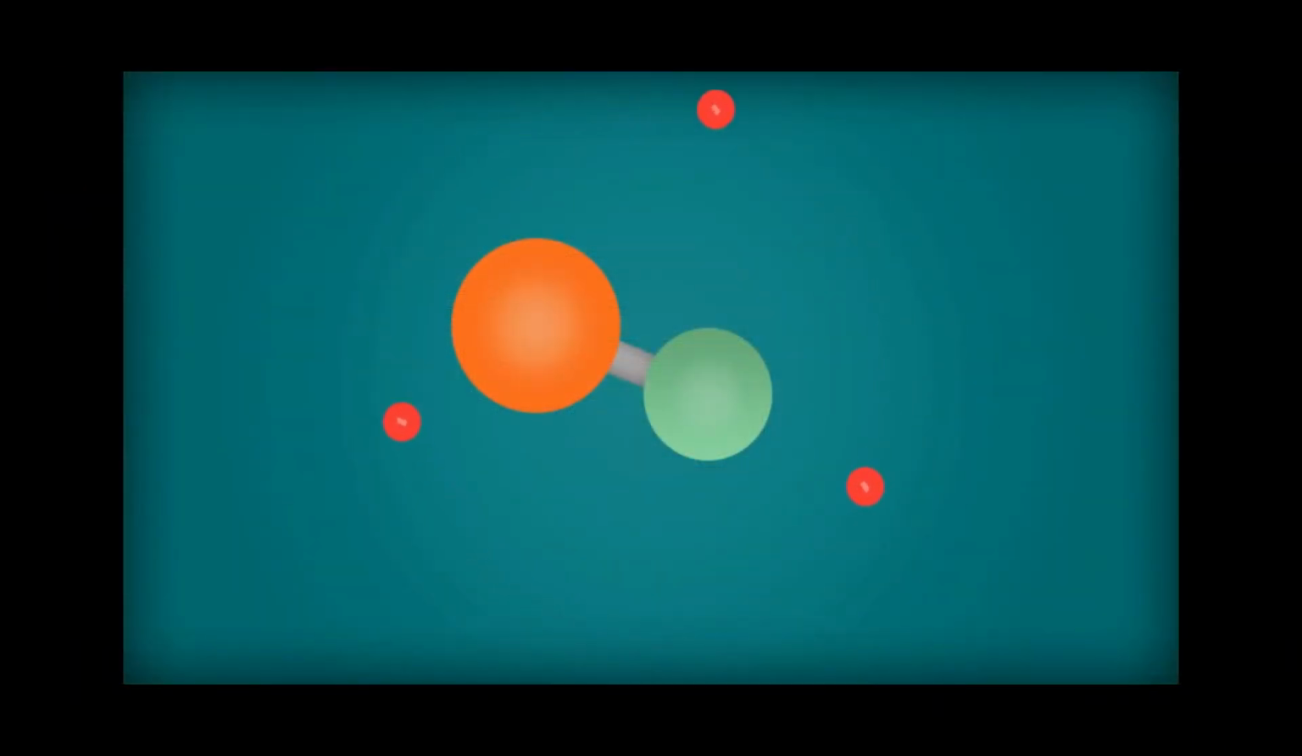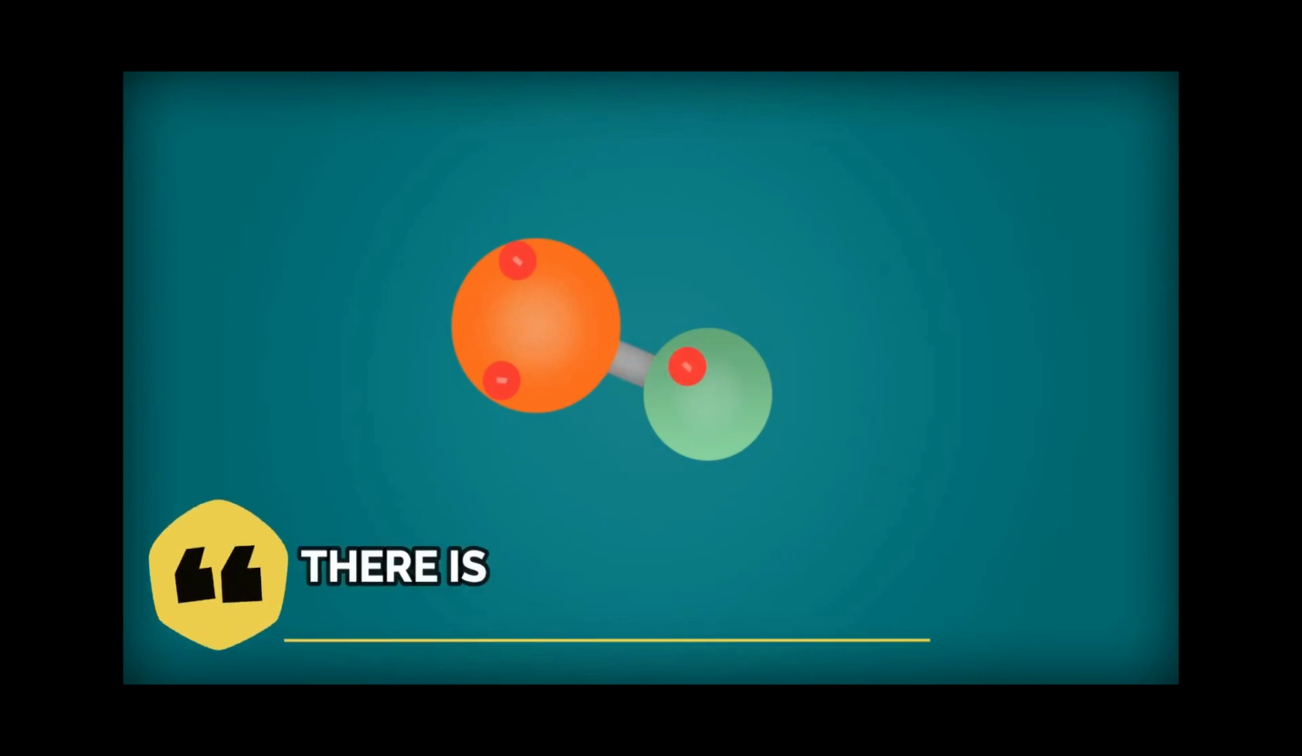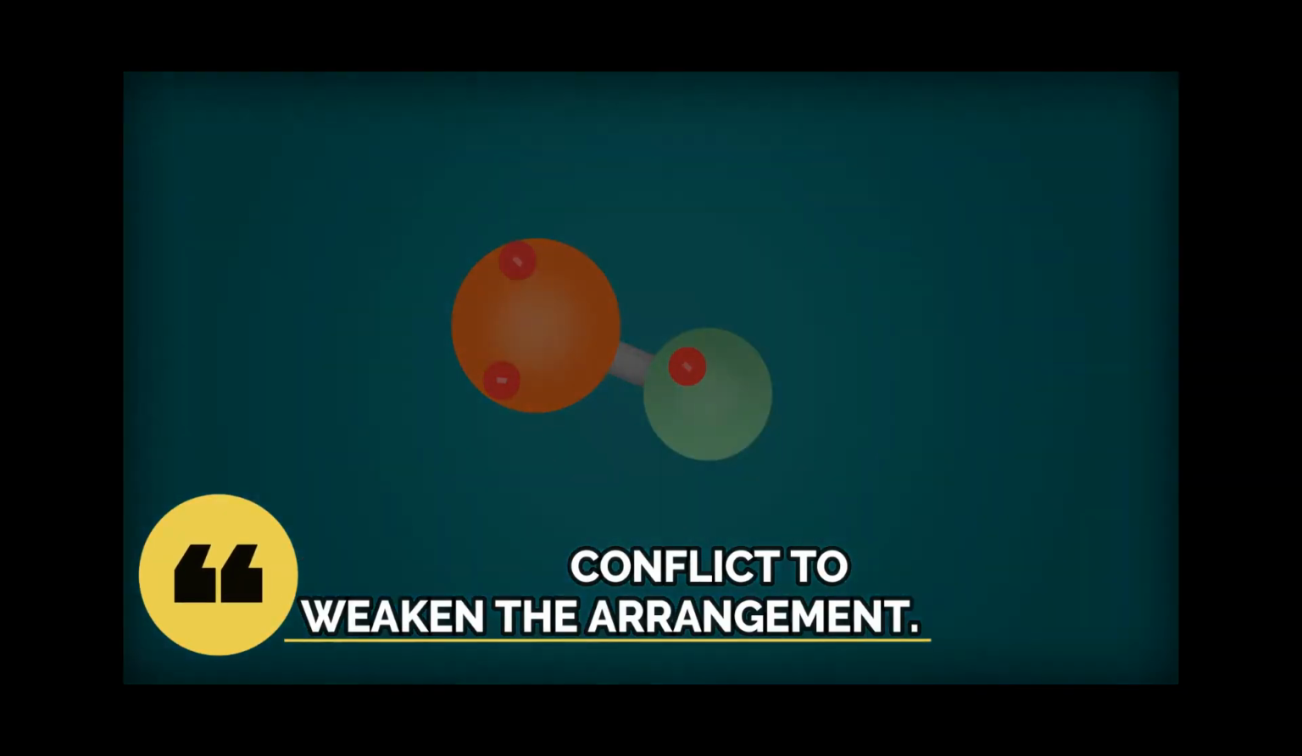Why are covalent bonds so important in nature? Correct! Covalent bonds are the strongest bonds in nature. This is due to the even sharing of electrons between the bonded atoms, and as with anything equally shared, there is no conflict to weaken the arrangement.